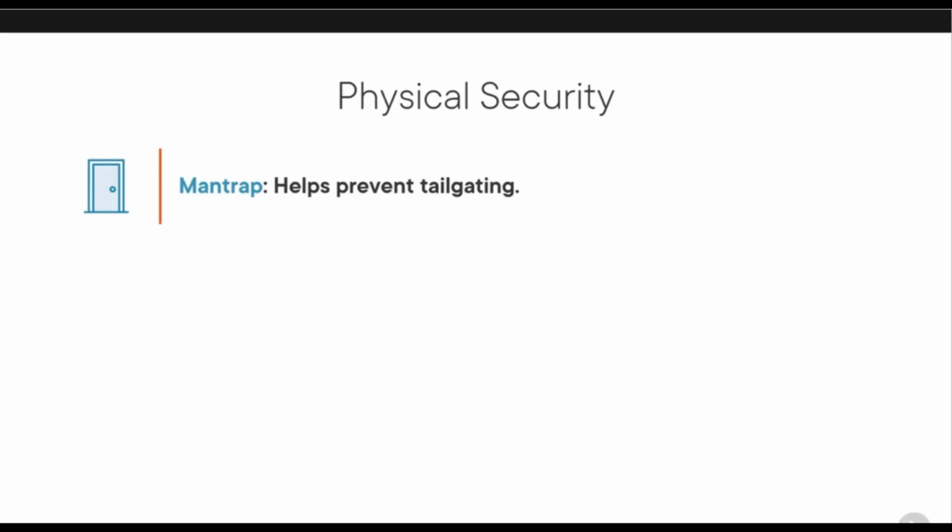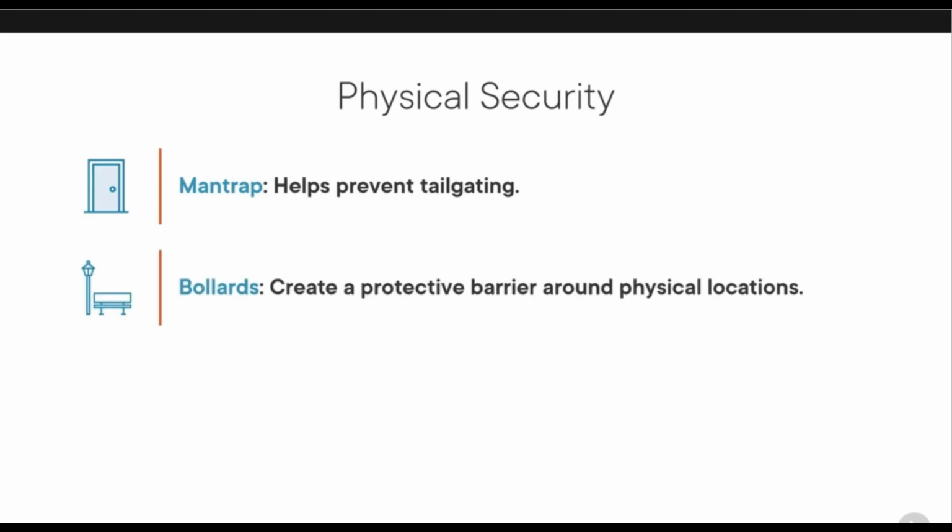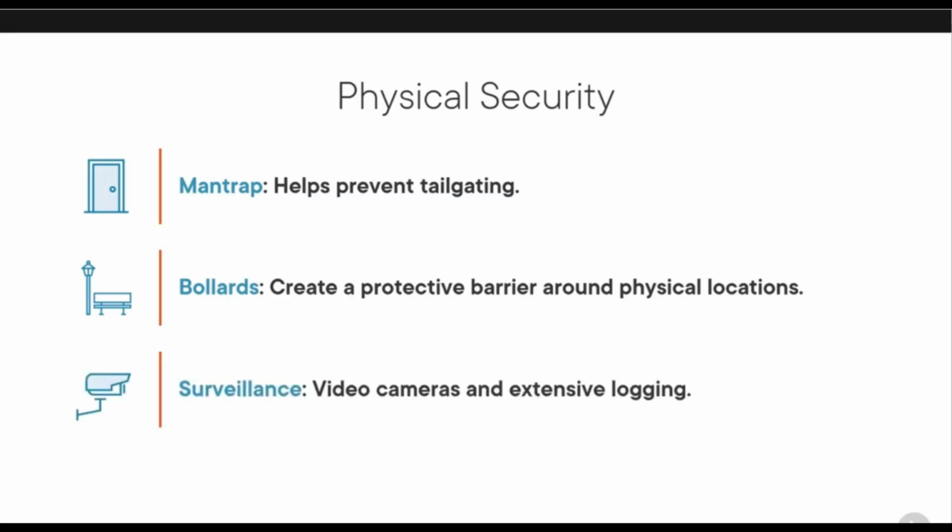You may want to hold the door for someone whose hands are full and let them through, but with a man trap, the protocol is clear and you can't do it. Bollards are those metal or cement pillars that we see typically in front of glass doors and windows. This type of defense prevents cars from jumping the curb and driving through the glass door.